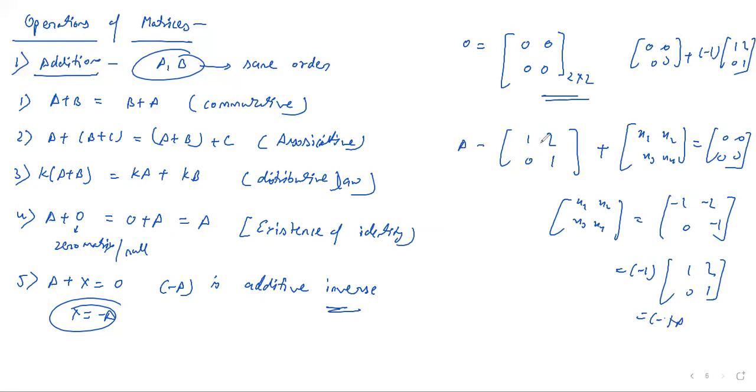Yeah, let's say this matrix is A. So this is satisfied here, that is equal to minus A. So if I have A plus X equals 0, then minus A is the additive inverse of this matrix. So operations of the matrix satisfy commutativity, associativity, and the distribution law. They satisfy the existence of identity and additive inverse.